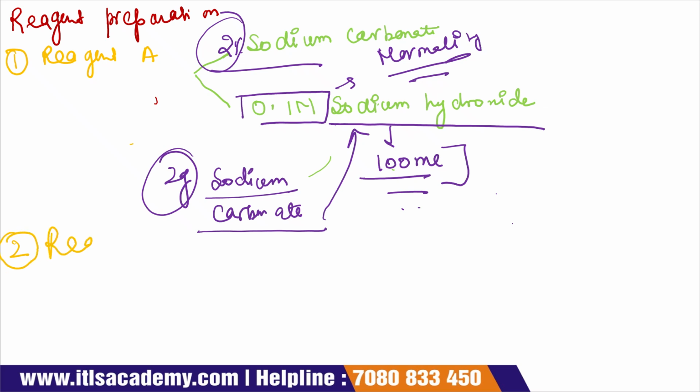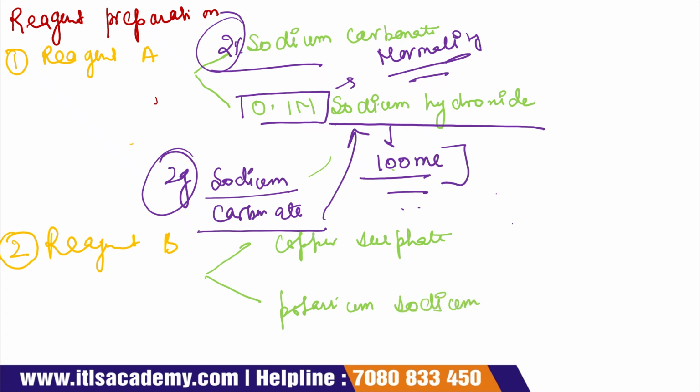Next is your reagent B. For the preparation of the reagent B, again we require two chemicals. The one is copper sulfate and the second one is potassium sodium tartrate. You have to prepare potassium sodium tartrate 1% and 0.5% copper sulfate.